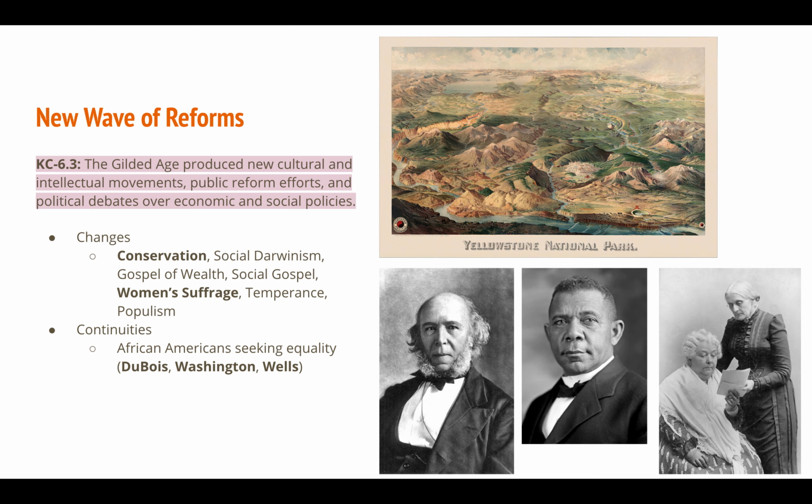So the Gilded Age produced new cultural and intellectual movements, public reform efforts, and political debates over economic and social policies. So some of the new changes of these movements that we haven't seen before were the conservation movement. We have Yellowstone National Park be the first national park. Social Darwinism, trying to use this pseudoscience to justify racialized thinking. The Gospel of Wealth by Andrew Carnegie, in trying to engage with philanthropy. We have women's suffrage, which actually was the continuity. Temperance, also we saw earlier in the century. And populism, that's a big change.